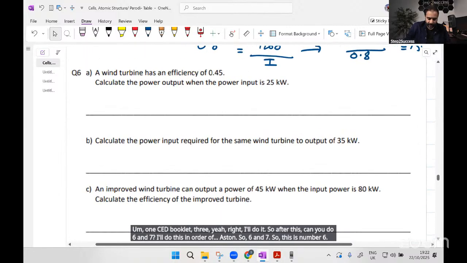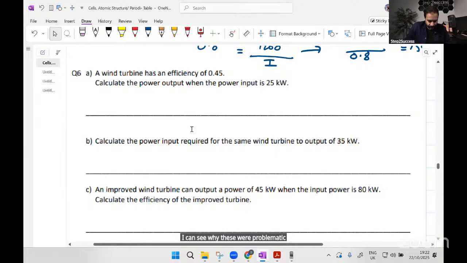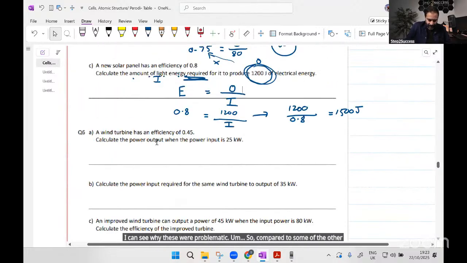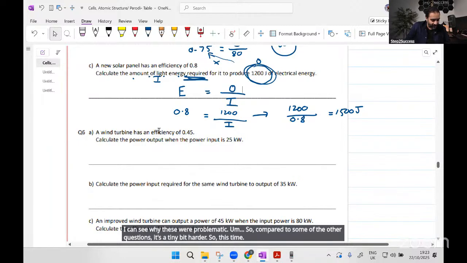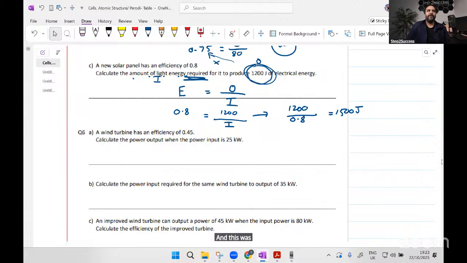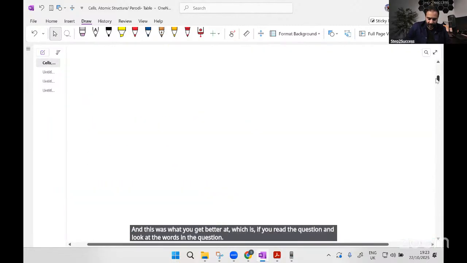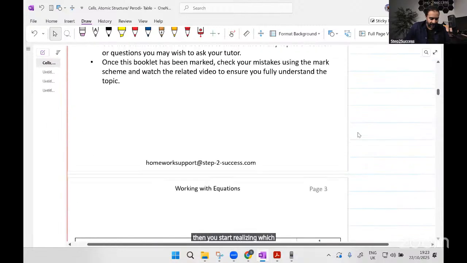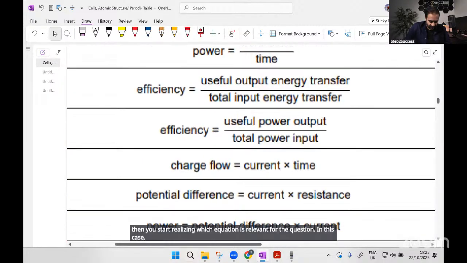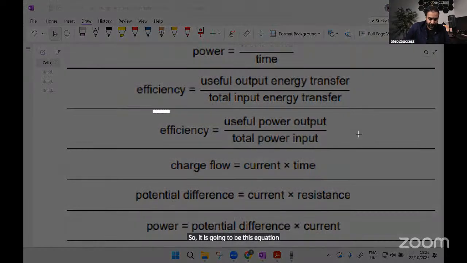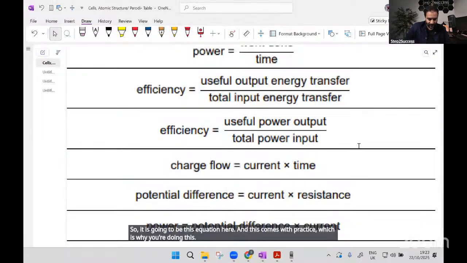I can see why these were problematic. So compared to some of the other questions, just a tiny bit harder. So this time, again, it mentioned the word efficiency and power. And this is what you get better at, which is if you read the question and look at the words in the question, then you start realizing which equation is relevant for the question. In this case, it mentions efficiency and power, so it is going to be this equation here. And this comes with practice, which is why you're doing this at the moment.